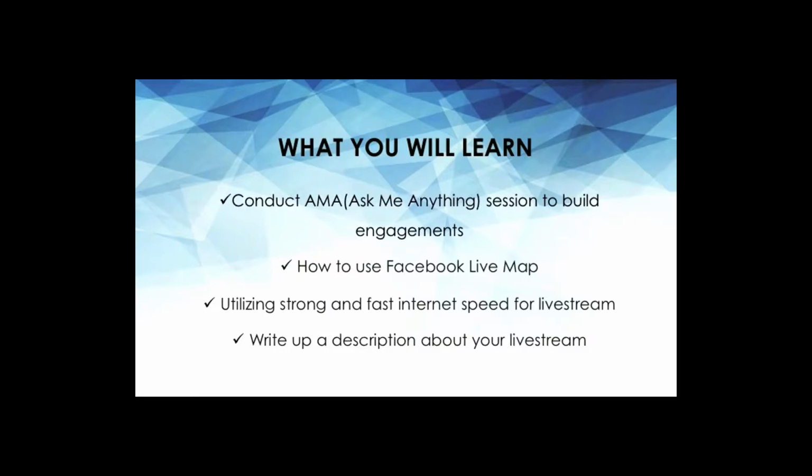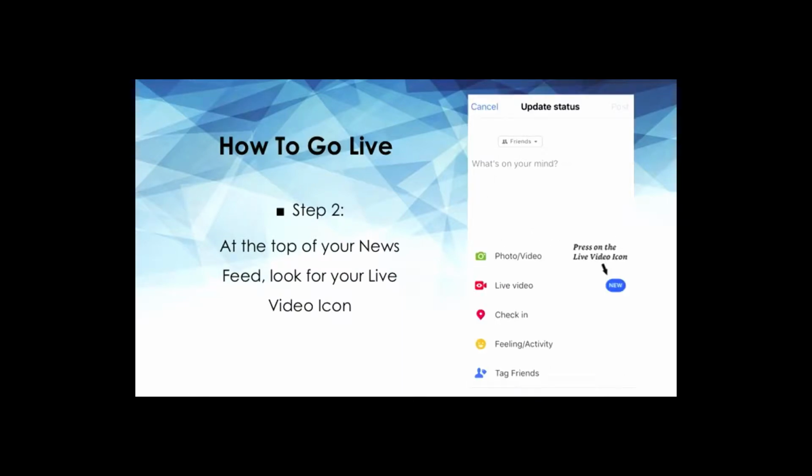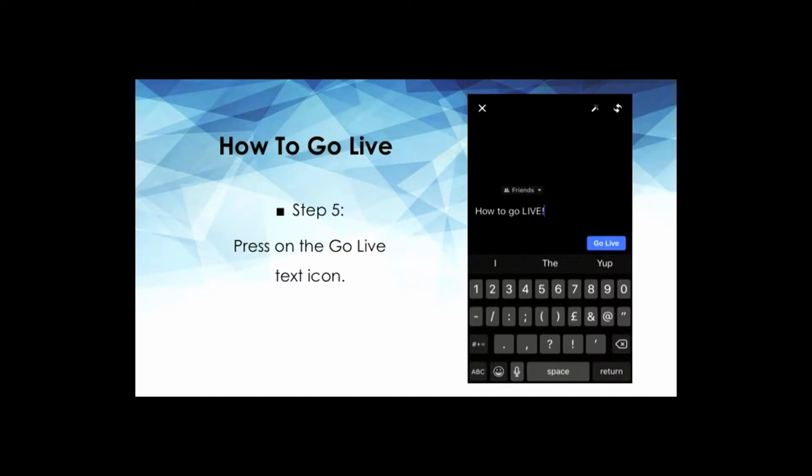So let's get started. To use Facebook Live, you'll need to download the Facebook app onto your mobile phone, then access your Android or iOS Facebook app once the download is complete. At the top of your newsfeed, in the dialog box "What's on your mind?", select the live video icon. Next, type in a brief description about your live stream. You can choose an audience for your video depending on your preference at the bar above your live stream description. Finally, tap Go Live and start your live broadcast.